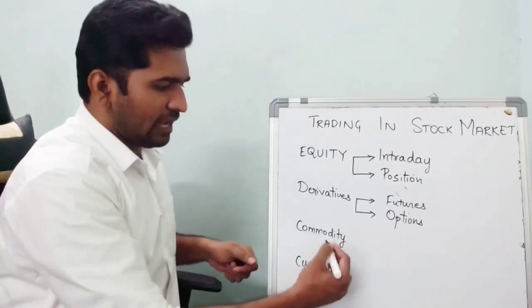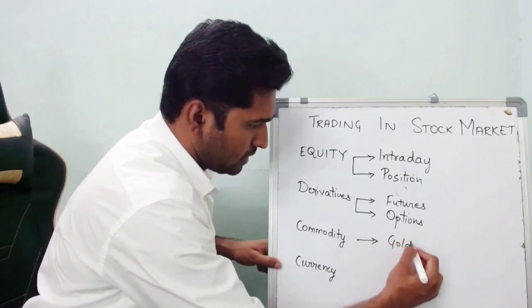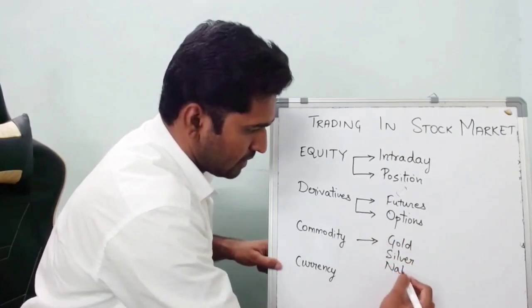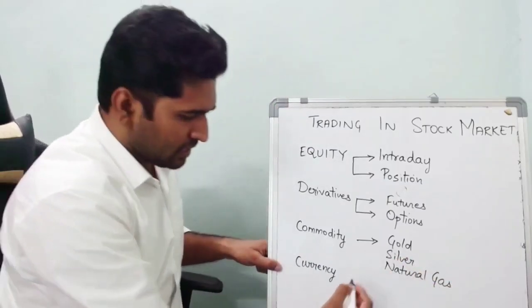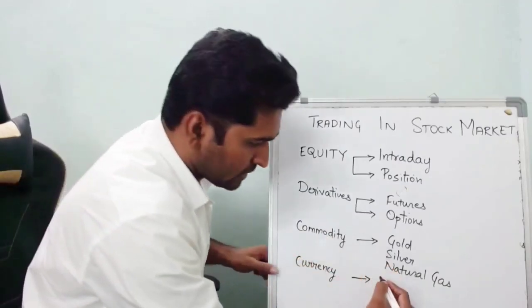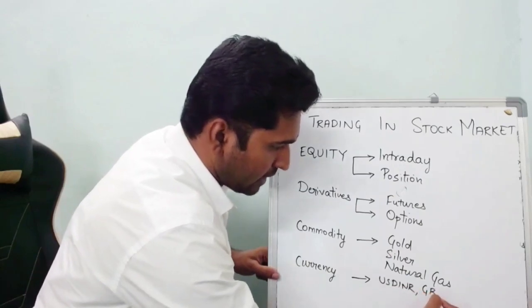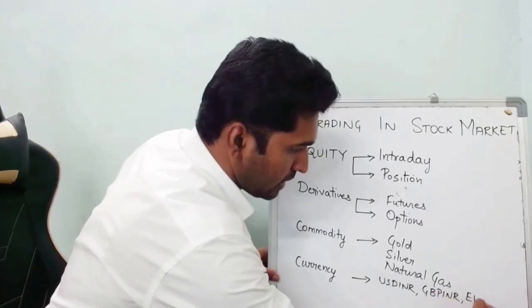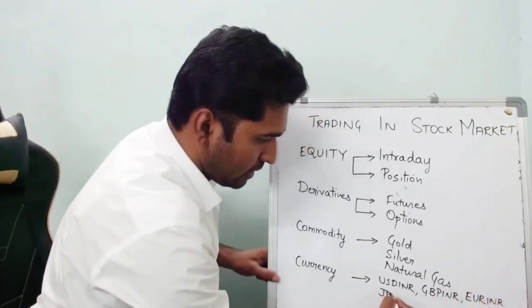In commodities, we can see, for example, gold, silver, natural gas, and so many other things. In currency, we normally have 4 different pairs: USD INR, GBP INR, Euro INR, and JPY INR.